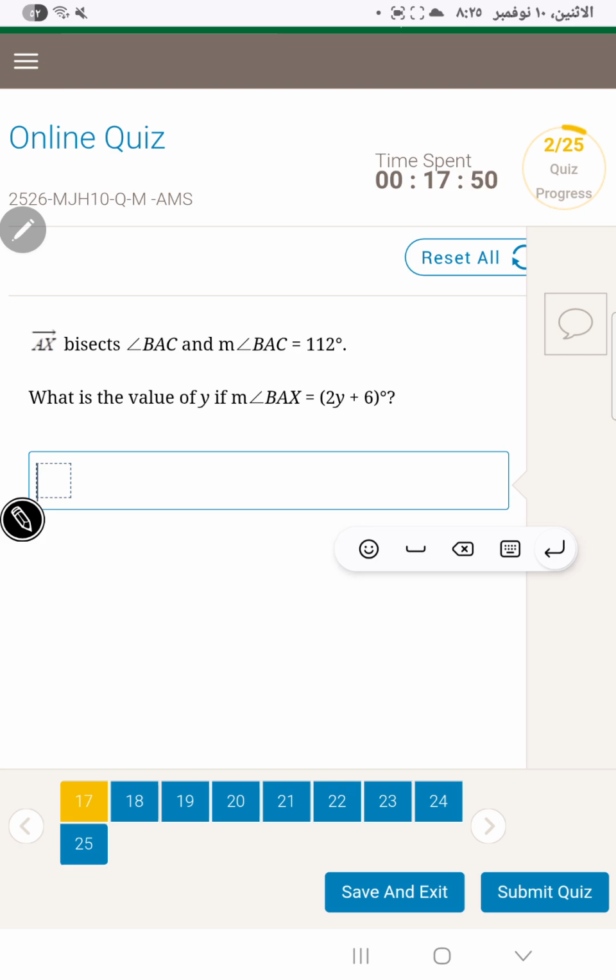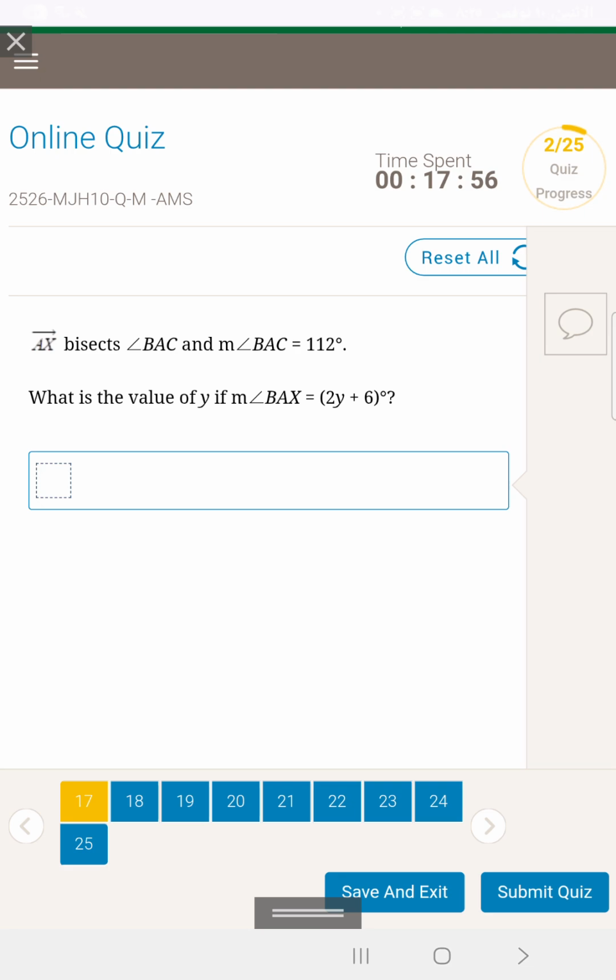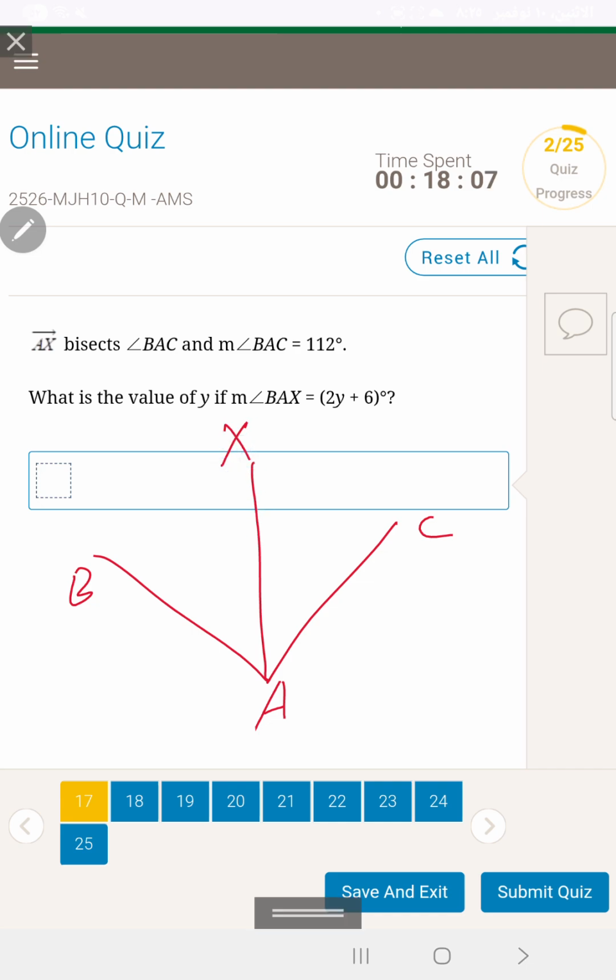Now question number 17. AX bisects angle BAC, which is 112, find y. So let's draw the diagram for the situation. BAC, that's the angle. AX bisects the angle. So here you have AX. BAC, the whole of this angle is 112.